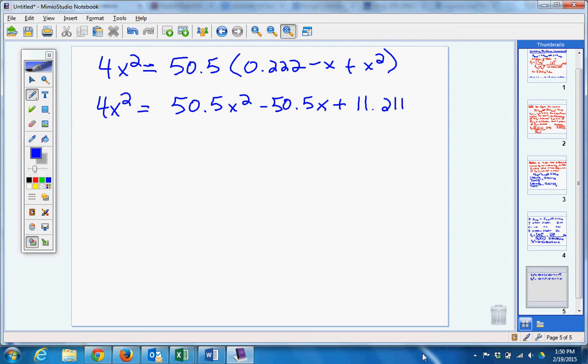All right. Now, what would I do at this point? I have to set it equal to 0. How can I do that? Subtract 4x squared. Ah, yes, I'm going to subtract 4x squared. That's the easiest way to go about it.